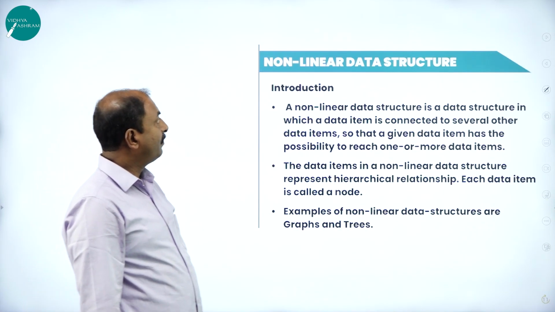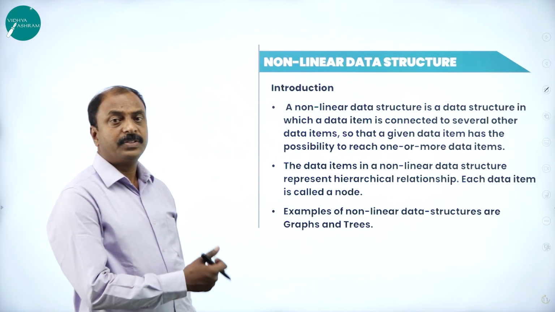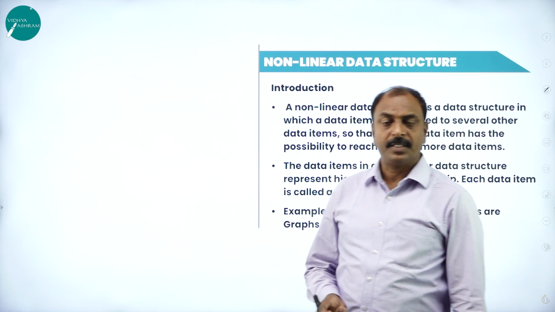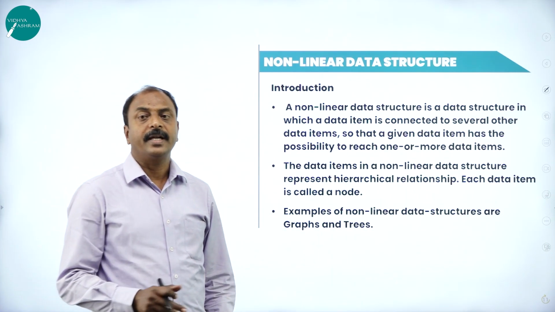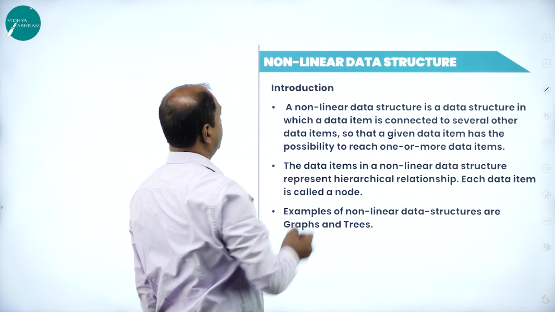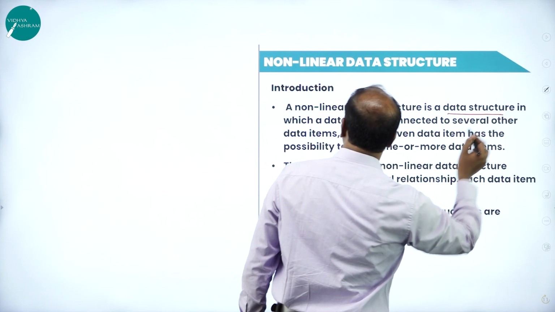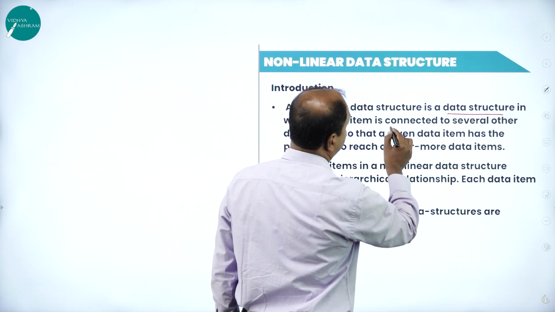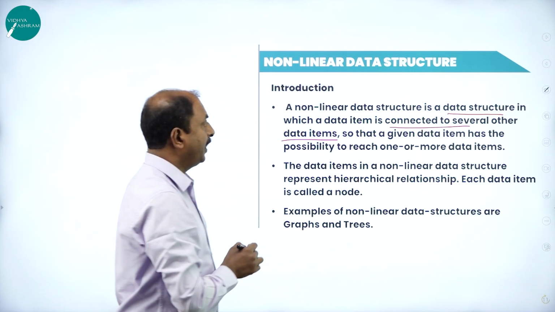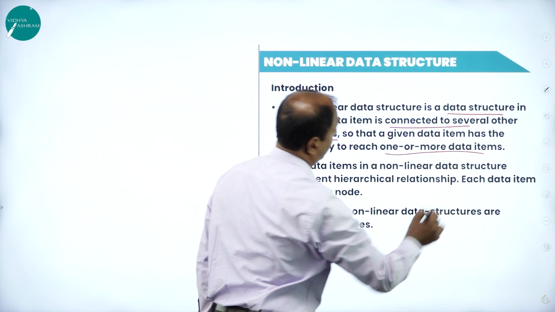In the next slide, we will see what non-linear data structures are. As we have seen in the beginning of the chapter, there are two types of data structures, linear data structure and non-linear data structure. Now, a non-linear data structure is a data structure in which a data item is connected to several other data items so that a given data item has the possibility to reach one or more data items.